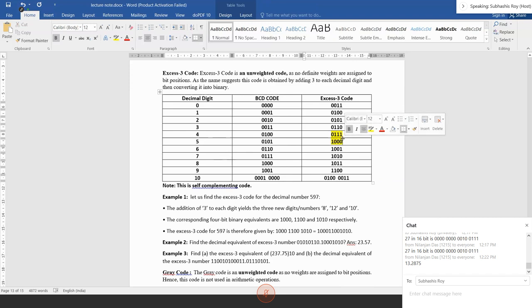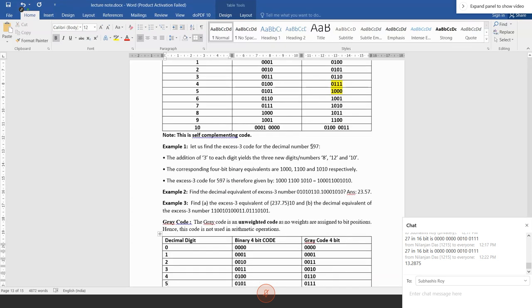And for this also, an example is given like this. Suppose you need to find out an excess 3 code for a given decimal number 597. So you need to add 3 to each digit. So you are getting 8, 12, 10. So 8 is this, 12 is this, and 10 is this. So 597 can be represented in this way.